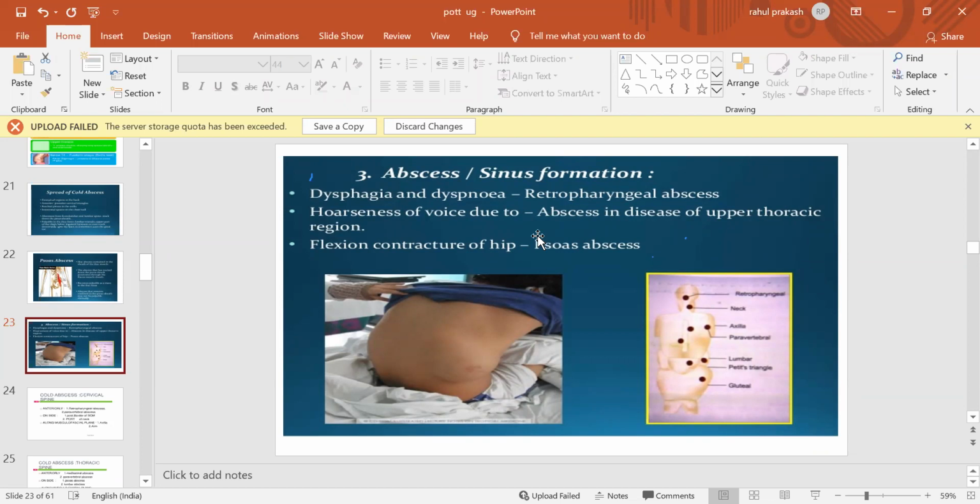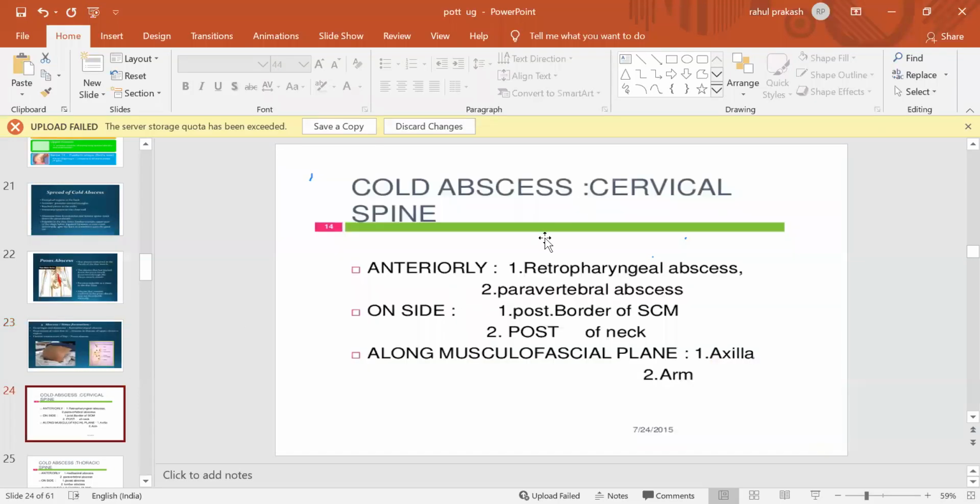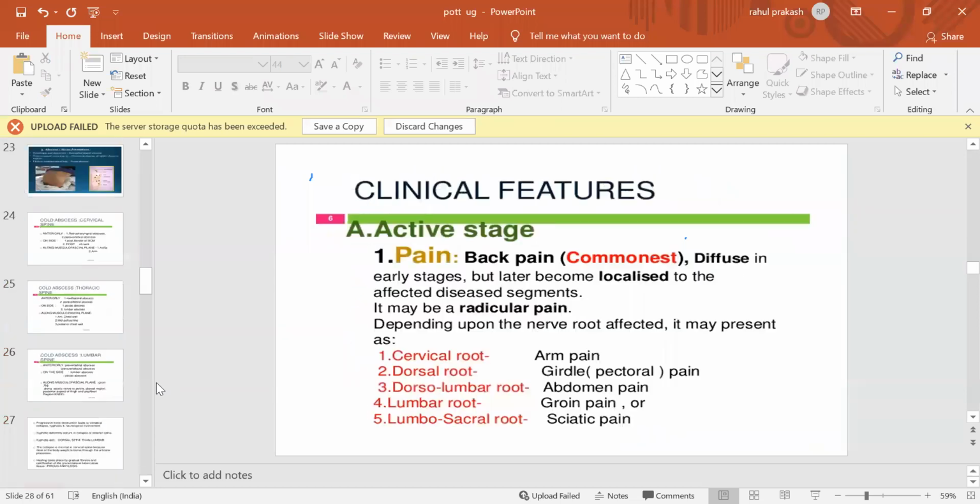Okay. If it is in the mediastinum, there is a mediastinal abscess. Then mediastinitis can be there. Then if there is a problem in the pharynx, there is hoarseness of voice because of the retropharyngeal abscess and all that. Then it can cause psoas abscess, which I already told you about, and it can cause hip issues. Okay. So it is the same thing that I have already told you.